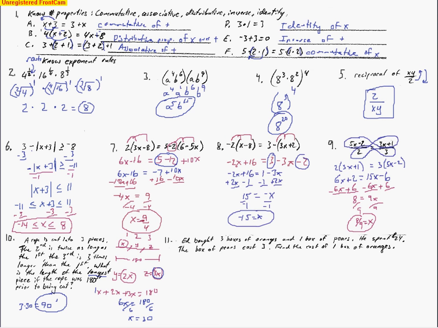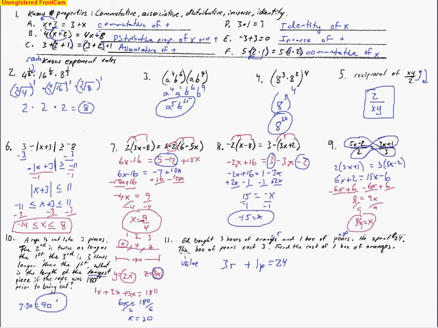Last one here talks about how Ed bought 3 boxes of oranges and 1 box of pears. He spent $24. So that's a value equation. And so we've got 3 boxes of oranges. Let's call R equal to oranges. We don't know how much they cost. And let's call P the cost of the pears. So 1 box of pears. But the total cost is $24. So that's what we call a value equation.